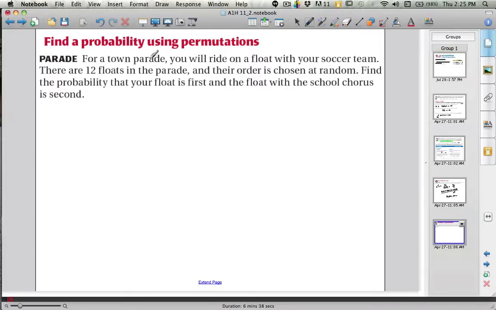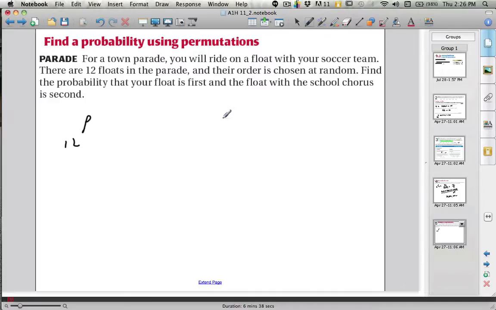Okay, if we want to take a look at this, for a town parade, I'm going to ride on a float with my soccer team, and there are 12 floats in the parade. So now we're talking about permutations of 12 floats, right? Their order is chosen at random. Find the probability that your float is first and the float with the school chorus is second.